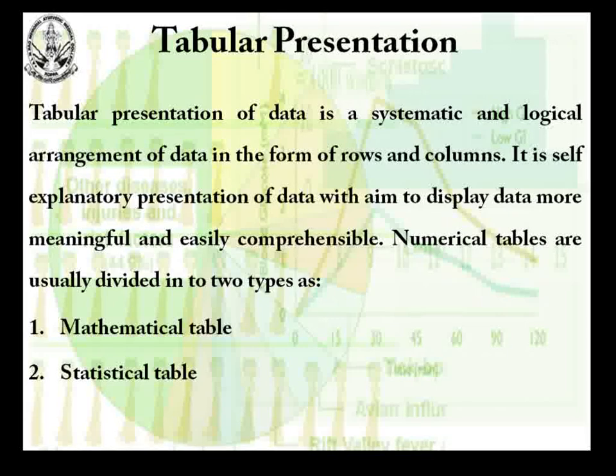Numerical tables are usually divided into two types, mathematical table and statistical table. Mathematical table is a list of numbers showing results of calculations, while statistical table is numbers representing quantities or degree of concrete things, qualities or events.